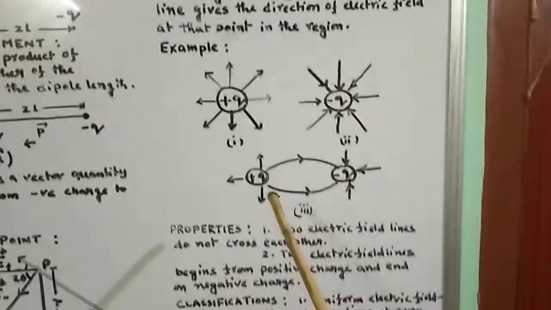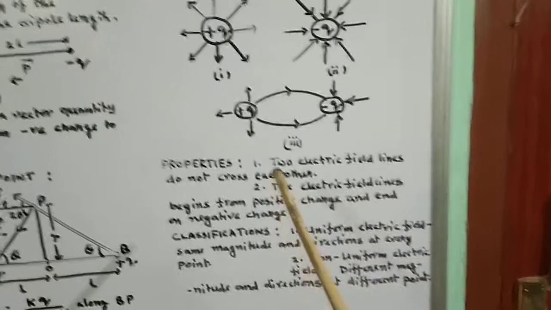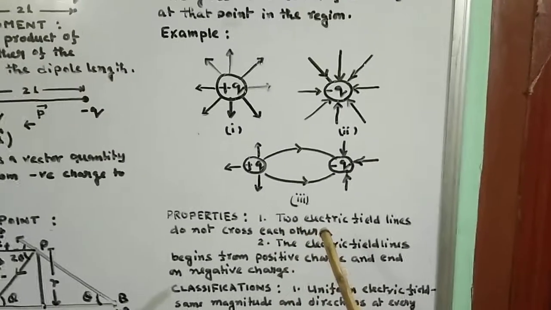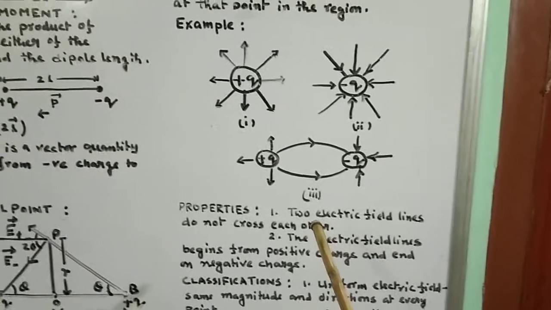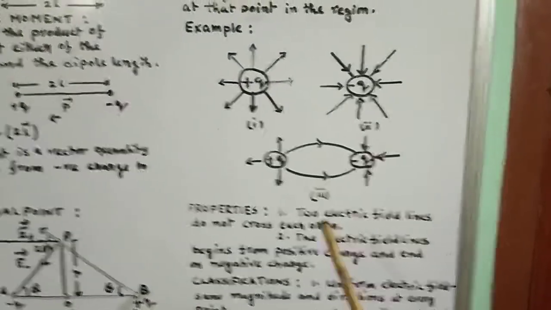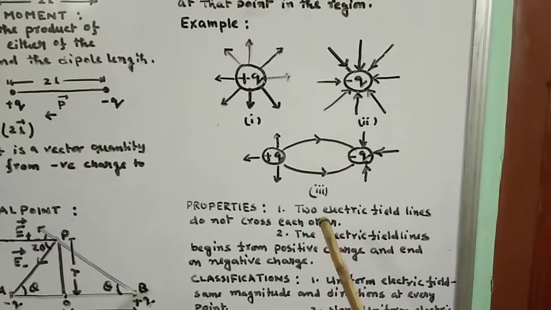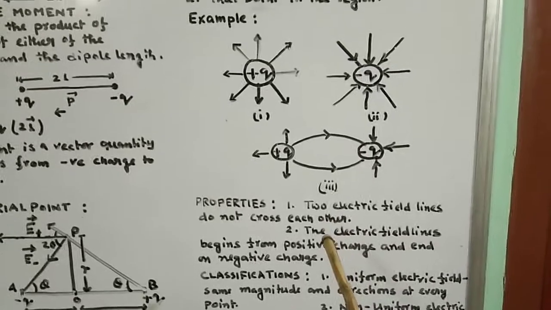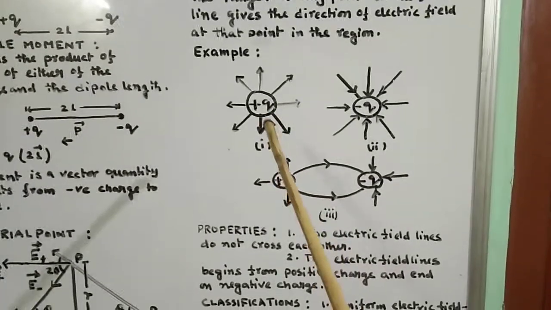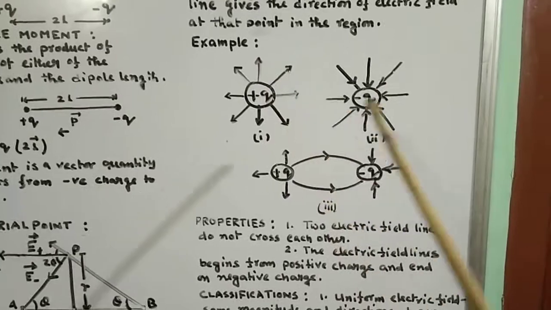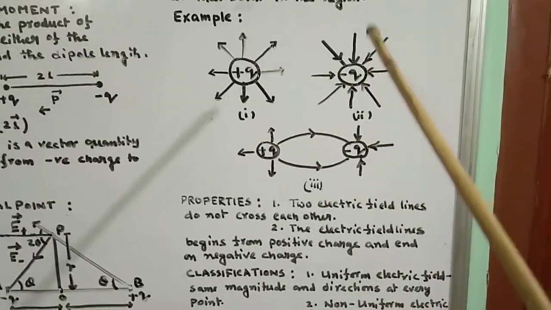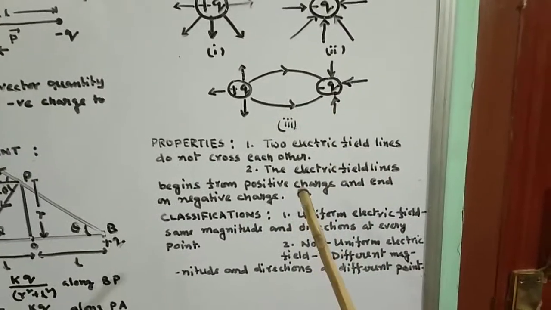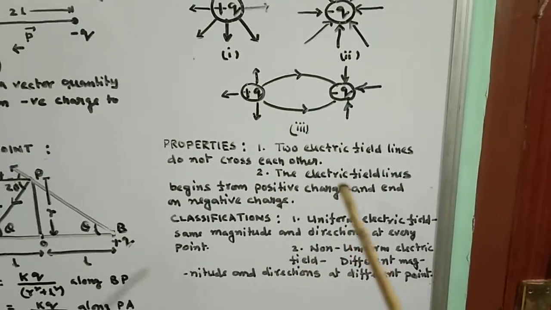Now let me define a few properties of electric field lines. I think most of you know two electric field lines never intersect each other. The reason is that at the intersecting point you would have two directions of the field, which is absurd. That's why two field lines never intersect each other. The second property is this: for a positive charge the field line is outward, and for a negative charge the field line is inward, towards the negative charge. So electric field lines begin from a positive charge and end on a negative charge.